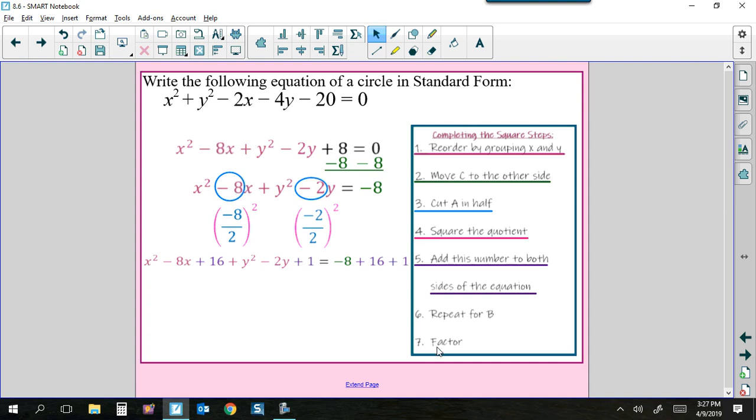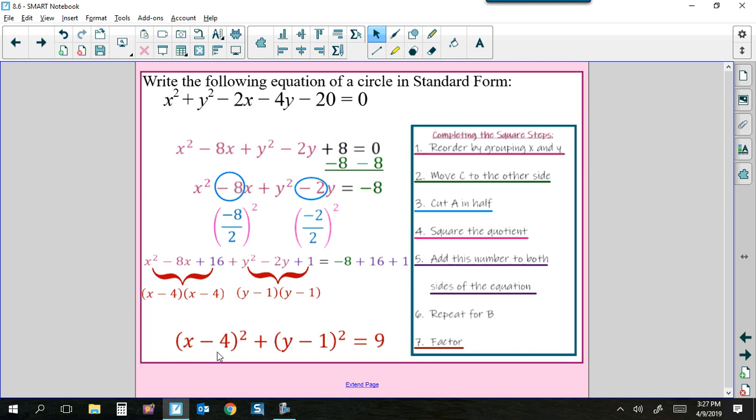Hopefully you used your little trick that'll save you from having to think too much about the factoring, and you should have taken half of your negative 8, which would then be your negative 4, and we get x minus 4 squared, and then half of your negative 2 was negative 1, and we get y minus 1 squared. And then on the right side, you have 17, take away 8, you get 9.